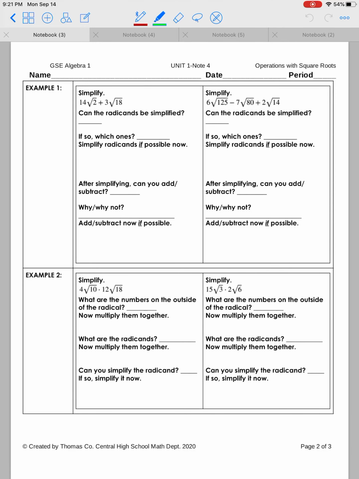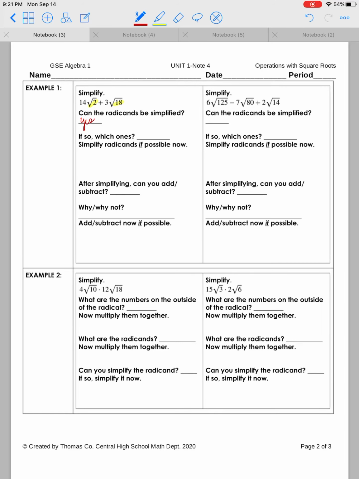So let's look at some examples together. Example 1, 14 square roots of 2 plus 3 square roots of 18. I'm adding, which means that I have to have the same radicand. So if I look, unfortunately right now my radicands are 2 and 18. So I don't have the same radicand, but can the radicands be simplified, one or both?